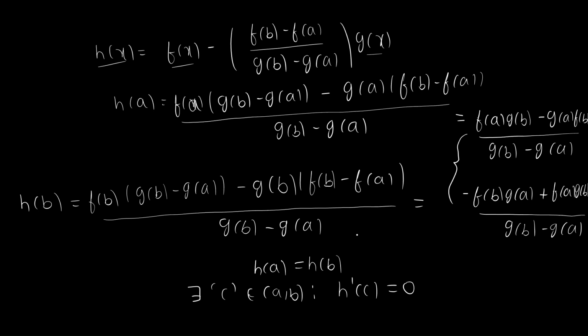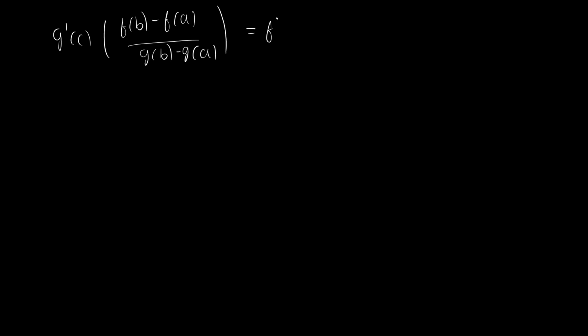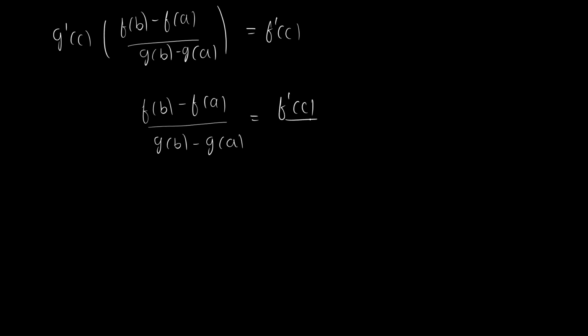Now, if I take the derivative and put in c in place of x, the h dash of c will vanish and I'll get that g dash of c into f of b minus f of a by g of b minus g of a is equal to f dash of c, which will prove our result: f of b minus f of a divided by g of b minus g of a is equal to f dash of c by g dash of c, where c belongs to a comma b.